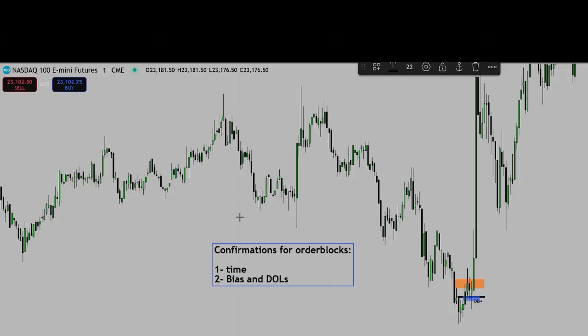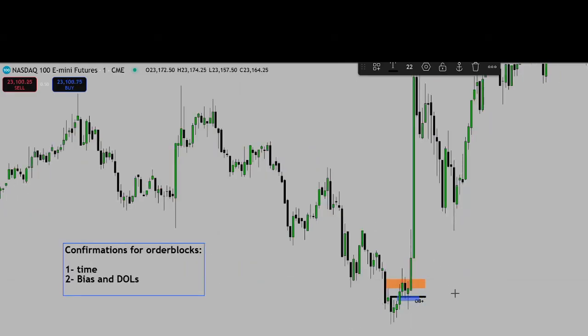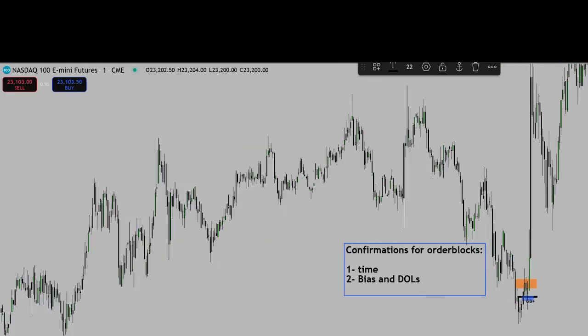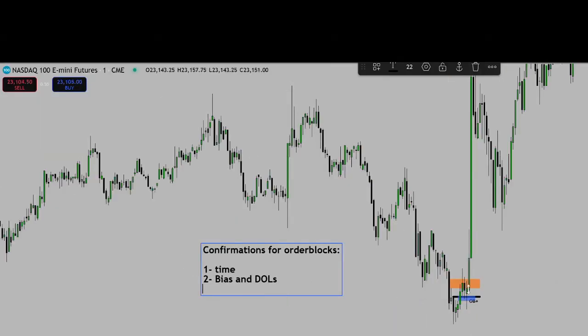Bias and draws on liquidity must be in alignment. You're not going to execute this bullish order block if your bias is bearish for the day. That being said, we took out these equal lows, so the bias and draws on liquidity were clearly higher, leaving all of this internal range liquidity right over here.